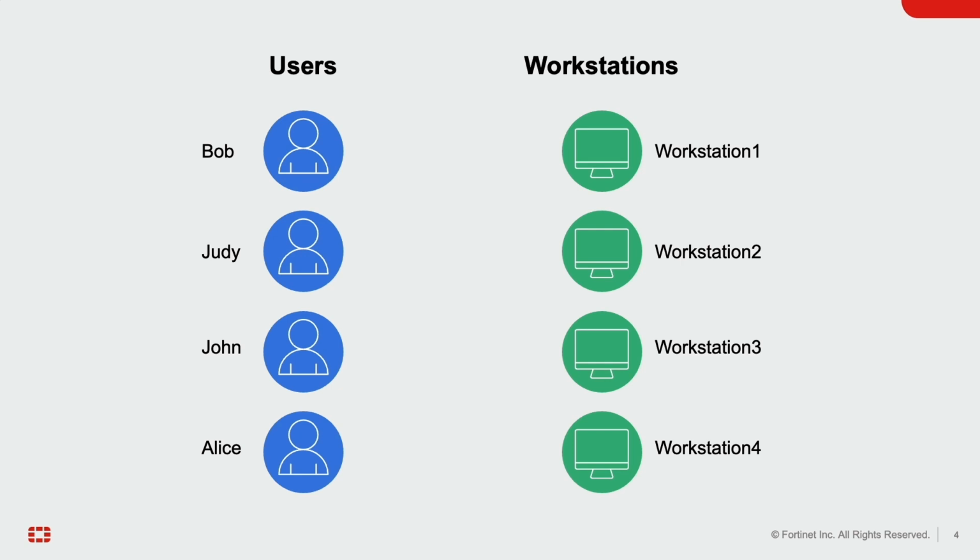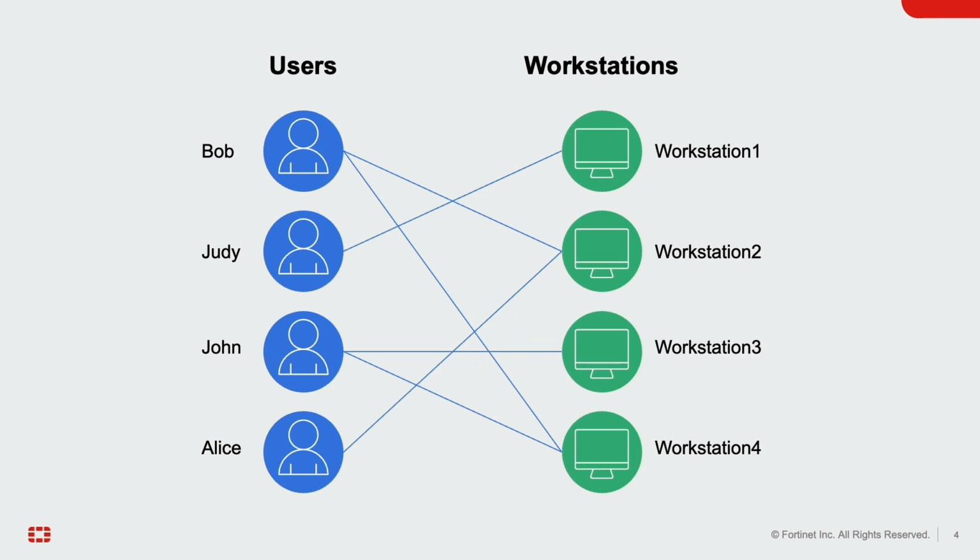In this example, we have two different sets, users and workstations. User Bob has access to workstations 2 and 4. User Judy has access to workstation 1. User John has access to workstations 3 and 4. User Alice has access to workstation 2. This is the normal pattern detected in the day-to-day life of these users.